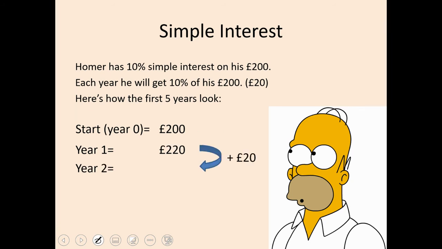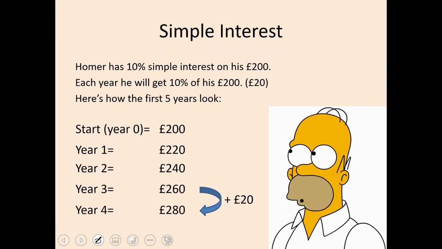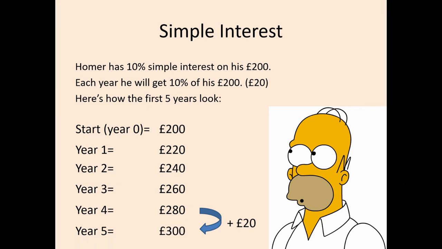And in the second year, they add on another 10% of the original amount. So they add on £20 again. That's £240 after the second year. After the third year, they add on £20. And in year five, they add on £20, and that's going to be £300. Okay. So simple interest basically is they're adding each year the same amount.